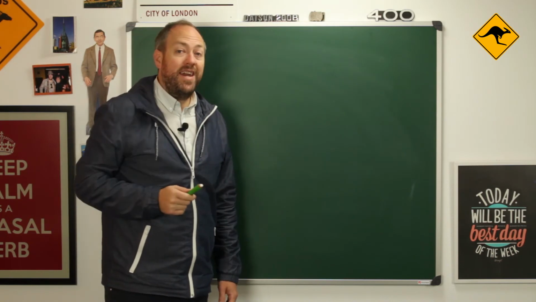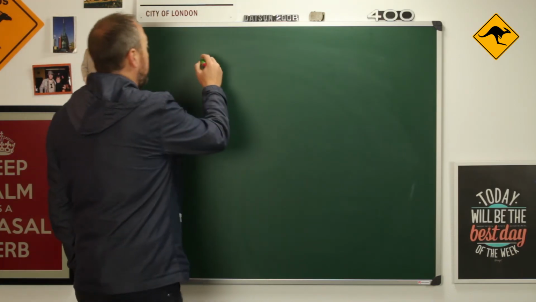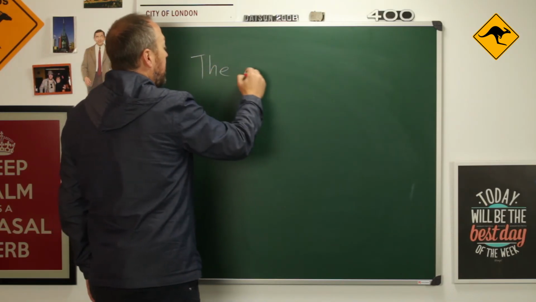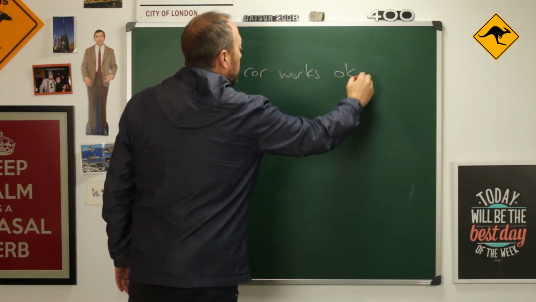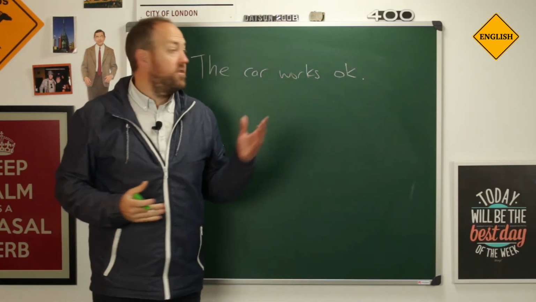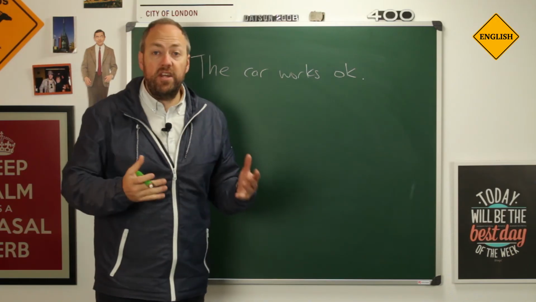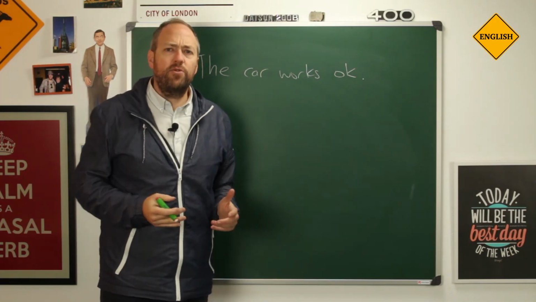Also, we can use okay as an adverb. So we can say, for example, the car works okay, which means the car is functioning in a satisfactory way.